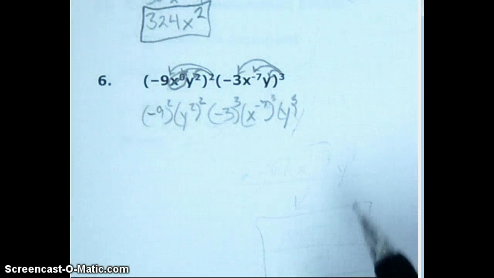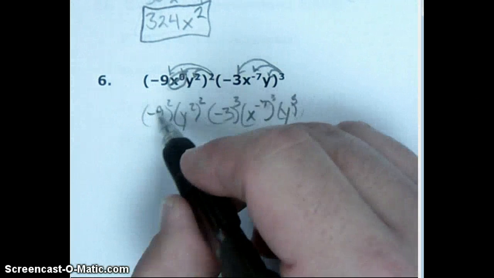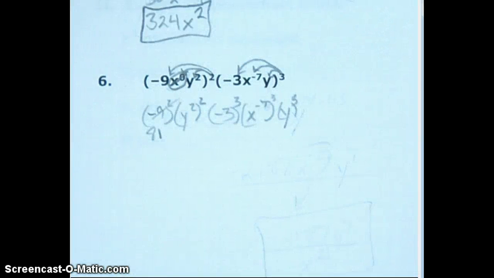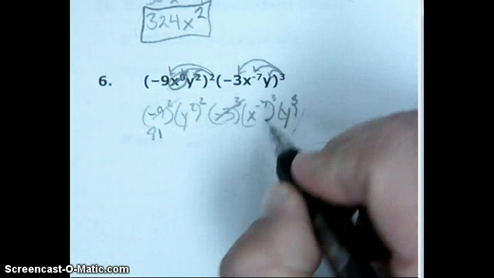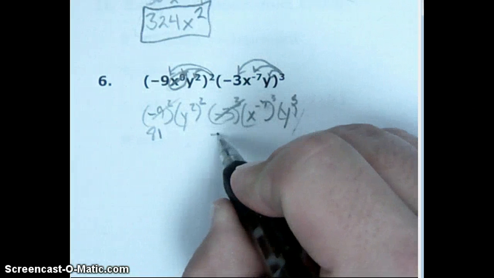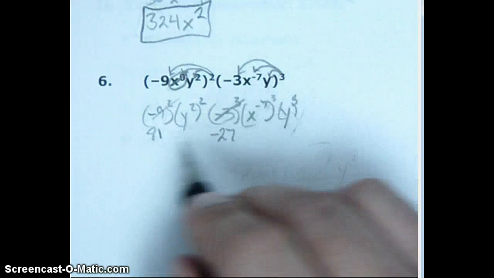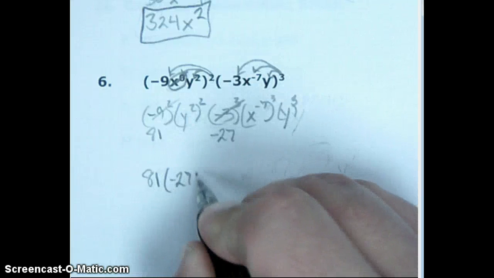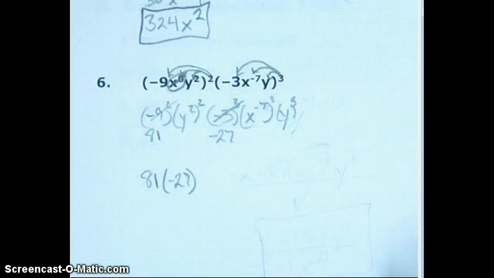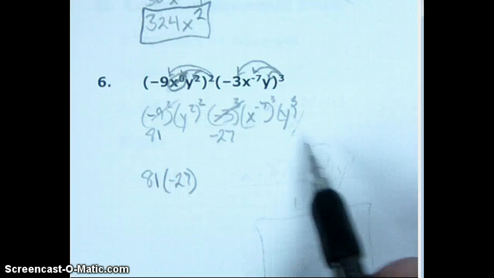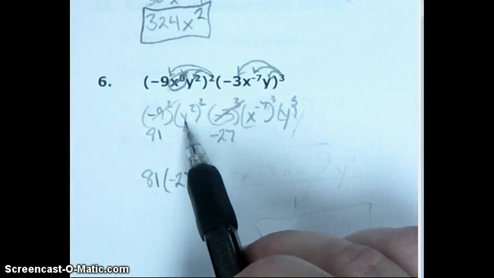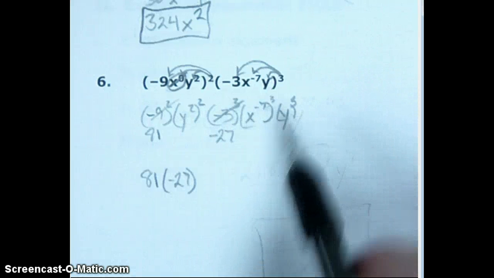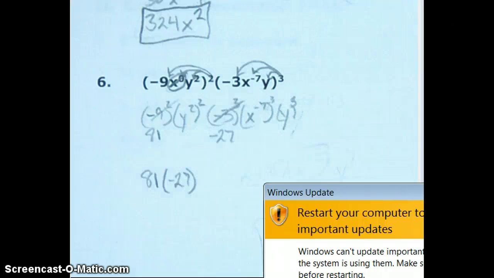Okay? Now let's go ahead and work out these things. That's going to give me 81. And -3 cubed is -27. So let's move those together. We'll have 81 times -27. And let's start putting these in order too. I have a y expression right there, an x expression right there, and a y expression right there.